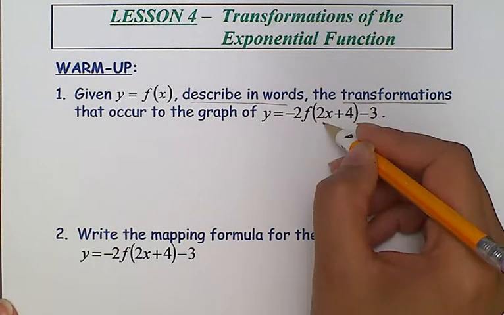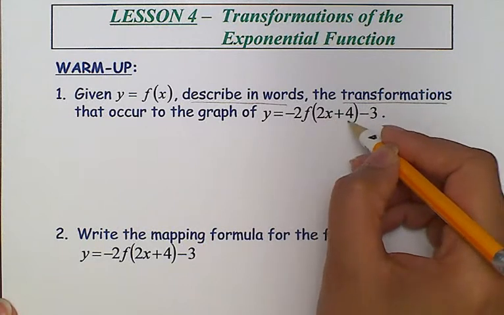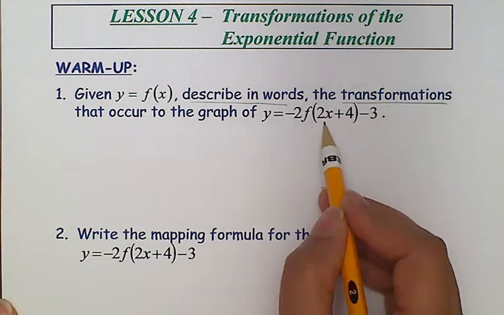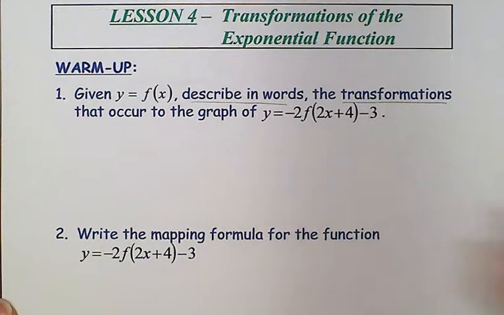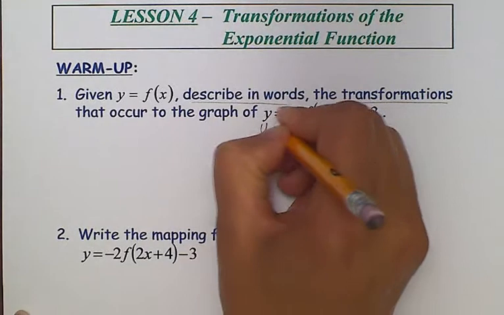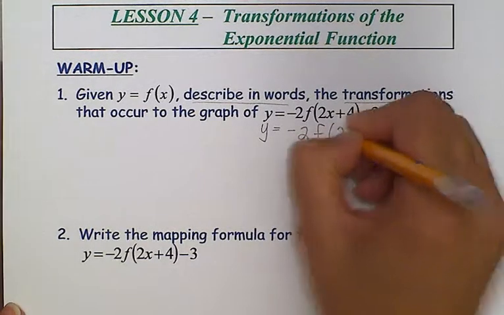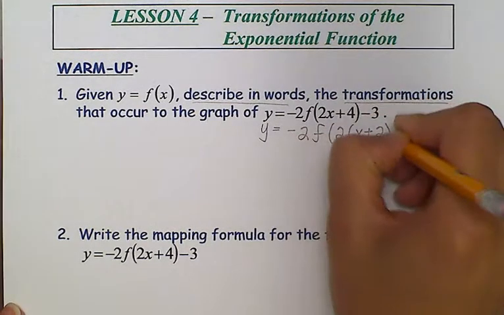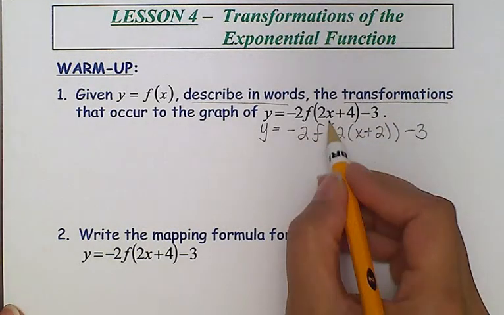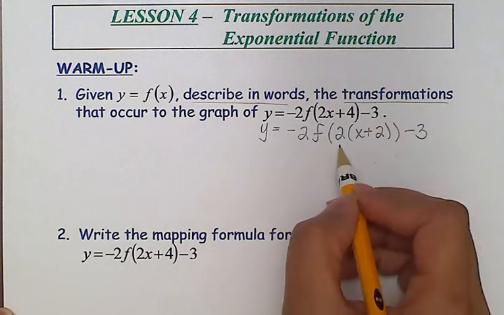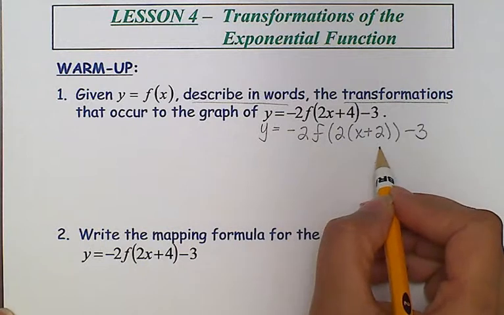In terms of the horizontal transformations, I notice that there is something kind of weird happening here. I notice that the coefficient of x is not factored out, so I need to factor that out first before I start describing the transformations there. And so I'm going to do that now. So I actually have y equals negative 2 f of 2 times x plus 2, minus 3. So once I factor out the coefficient of 2 in front of the x, I get 2 and then x plus 2. And so what this tells me is there's a horizontal compression by a factor of 1/2, a horizontal shift to the left 2, and a vertical shift down 3.